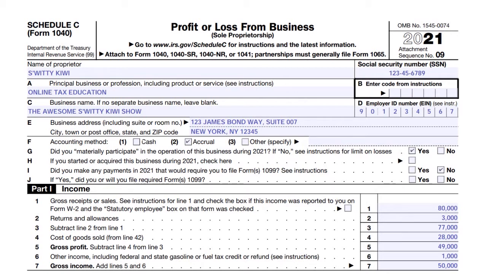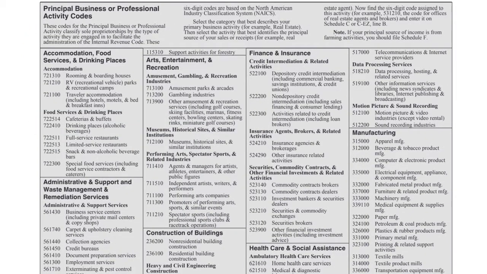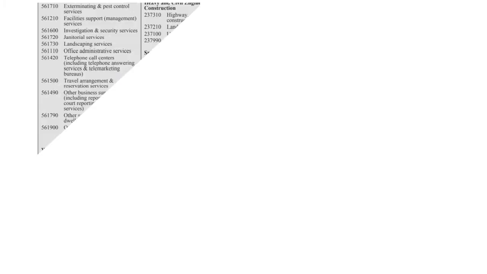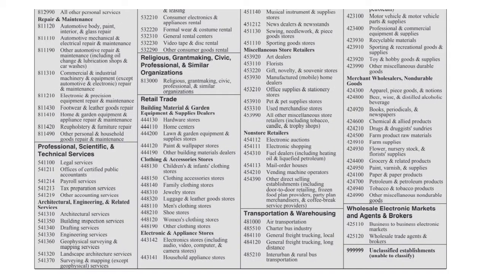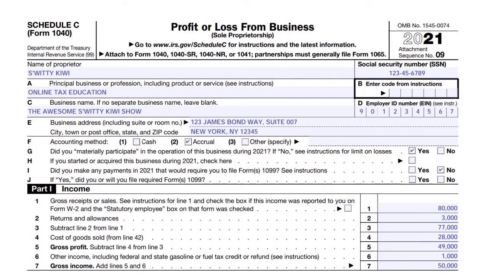So you put your name, your social, you put the principal business or profession. In our case, we put a hypothetical category. It's online tax education. B, you have to put your professional activity code or your principal business code. And this you can see on the screen. We have actually copied screenshot number 1, screenshot number 2, screenshot number 3, screenshot number 4. So please look for the code that corresponds to your business. If you have any question, please email us and we'll be very happy to help you out.